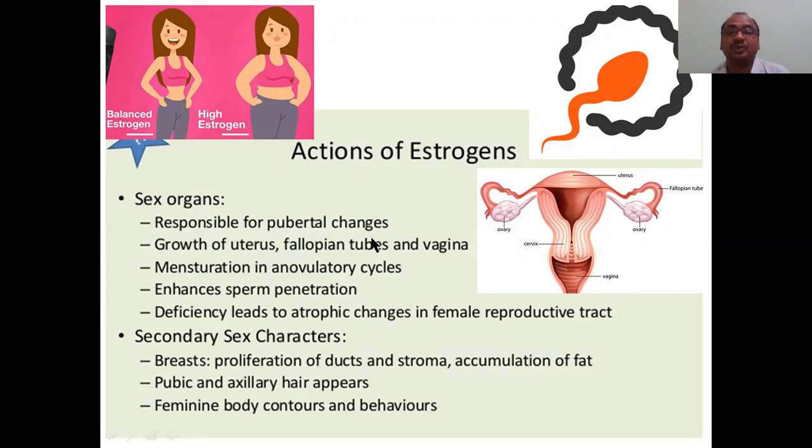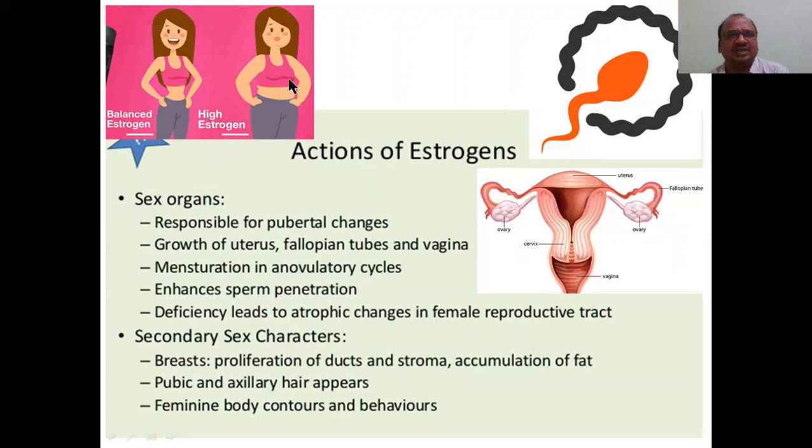Responsible for pubertal changes, growth of uterus, fallopian tubes, vagina, menstruation in an ovulatory cycle, and it enhances sperm penetration. See here, sperm is penetrating into the ovary, that is the egg. Deficiency leads to atrophic changes in the female reproductive tract. Then secondary sex characters. These are very, very important. All this slide is very, very important.